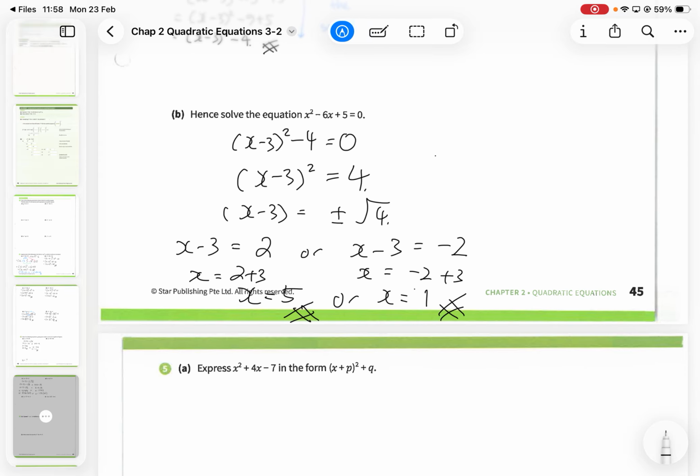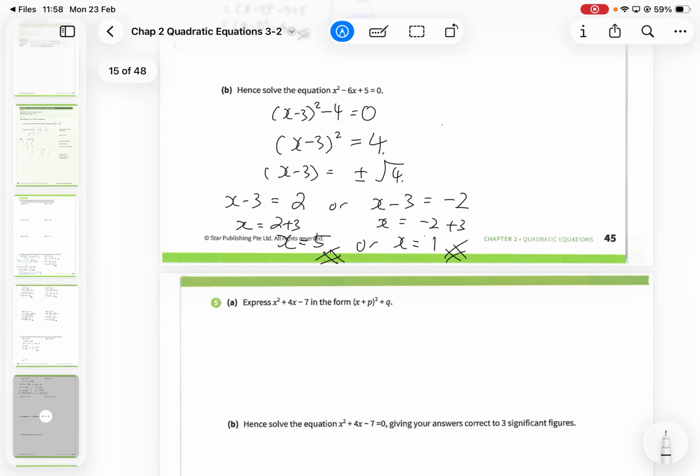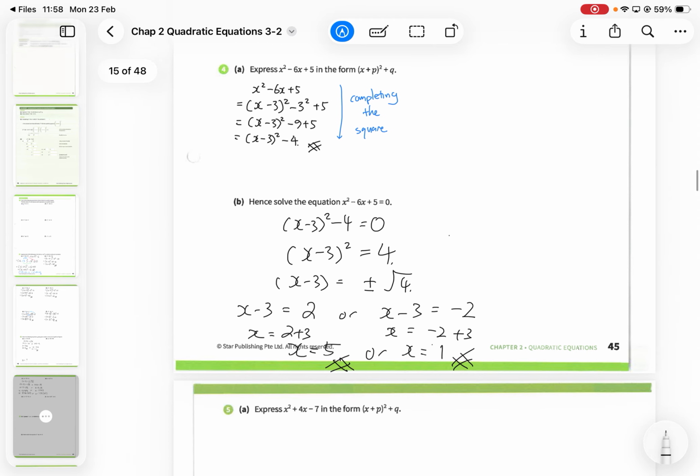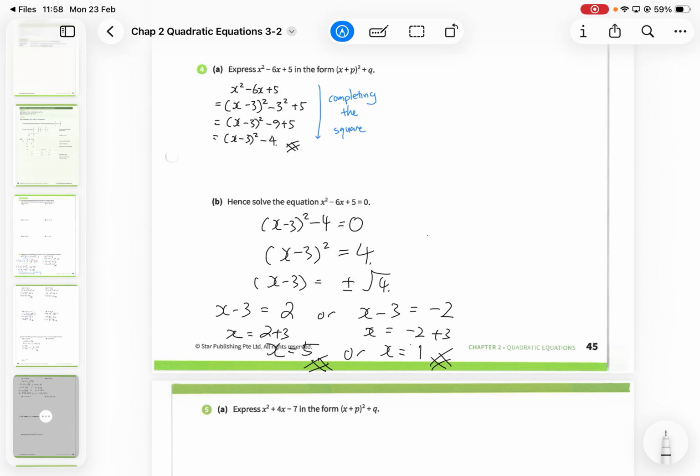Complete the square. So straight away equals plus 4 divided by 2 plus 2 square. Because I write the plus 2, I will create an extra plus 2. I must minus back the 2 square. Then my minus 7 still put behind.